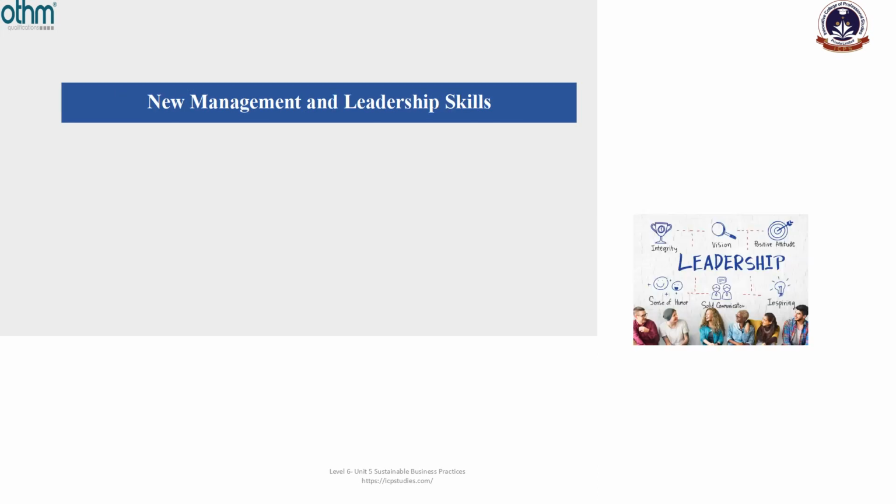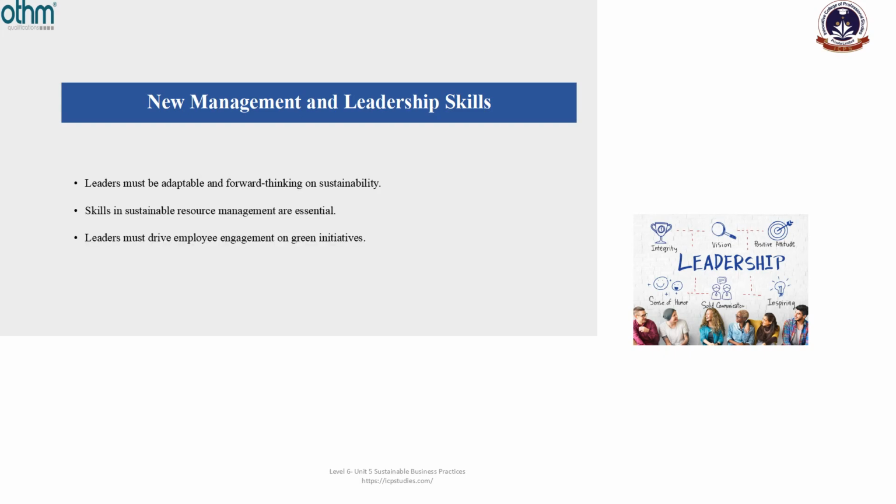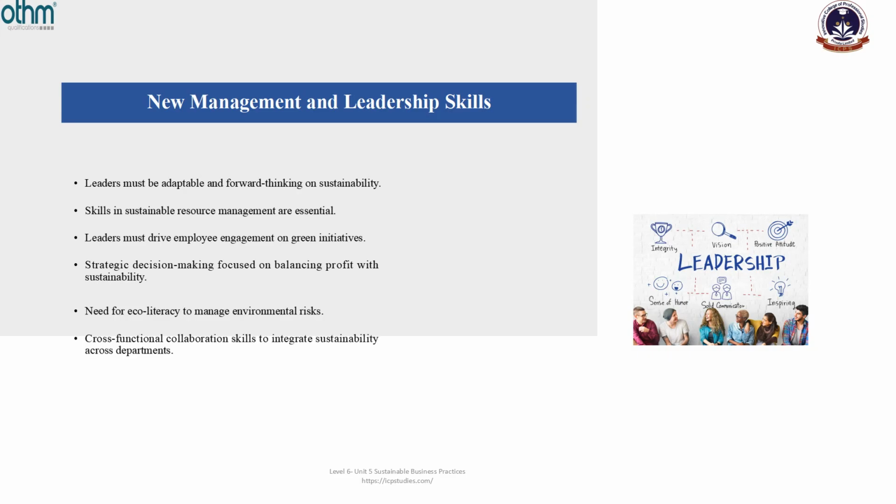Now we have new management and leadership skills. First, the leader must be adaptable and forward thinking on sustainability. Skills in sustainable resource management are very important. Leaders must drive employee engagement on the green initiatives of the company. There must be strategic decision making which focuses on balancing profit with sustainability. There must be a need for eco literacy to manage environmental risk, and cross-functional collaboration skills must be there to integrate sustainability across the departments.